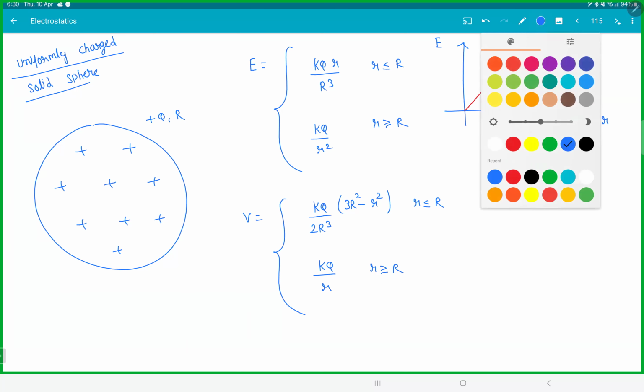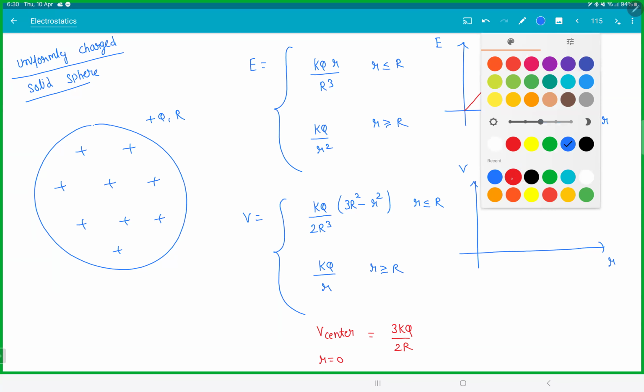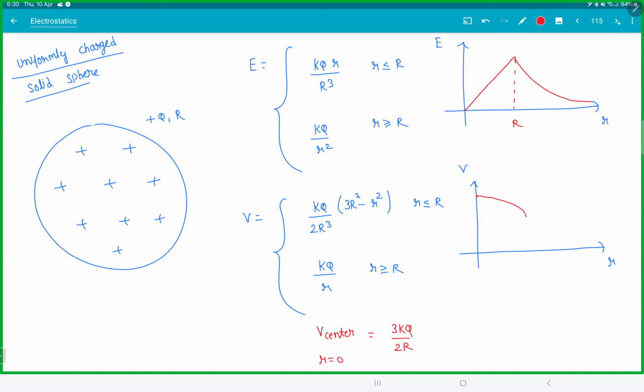One important thing here: most people think potential at the center is 0. It is not. Potential at the center, if I put small r equal to 0, will be 3kq by 2r. If you try to plot the graph, this is actually a parabola, and here the value is 3kq by 2r. Remember, potential at the center is not 0. It's an r square function, so it is a parabola going downward and then it goes down.